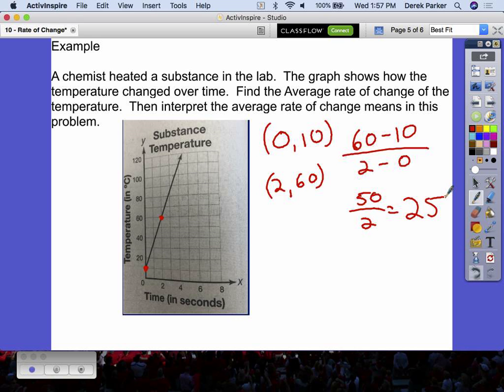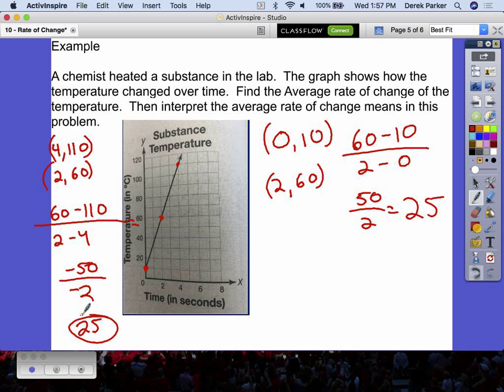Now, we can go a step further. We can do 4, 110, and 2, 60, and I'll still get 25. So the average rate of change, your slope, is 25.